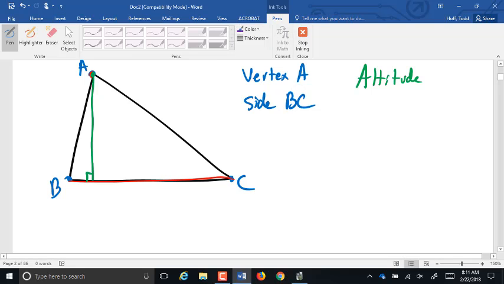Well, there's also something called a median from vertex A to side BC again. A median cuts that opposite side into two equal pieces. So the median would look like that. Those two pieces would be equal. Yeah, that should be in the center. Call both of those X. They're the same length. It cuts BC in half.